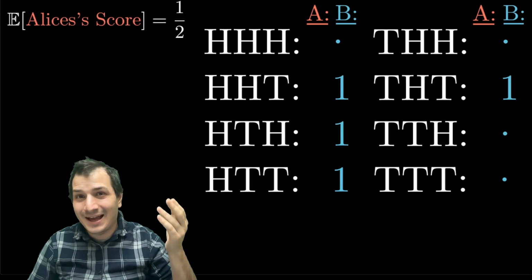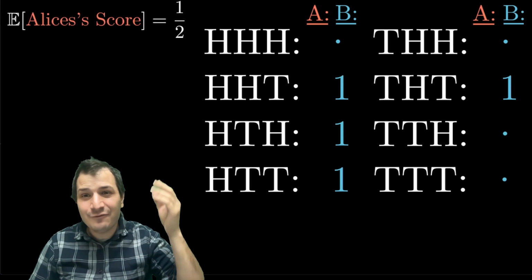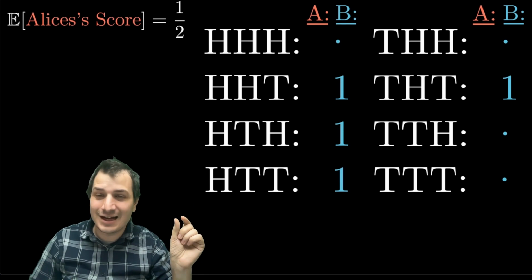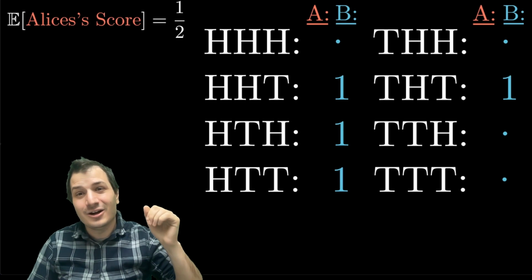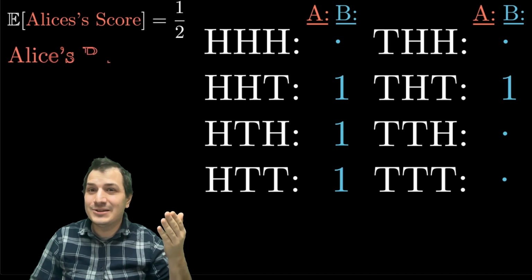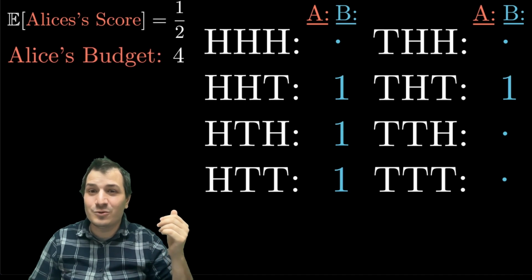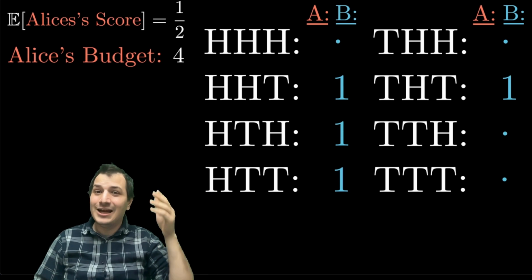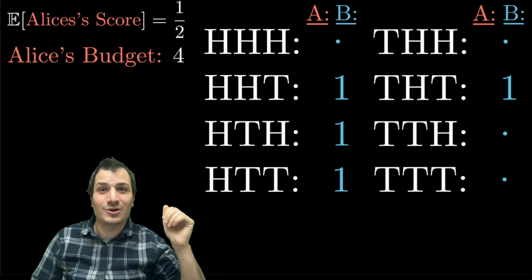So Alice, like Bob, has an average score of a half. She scores a quarter of the time in the first 2 and a quarter of the time in the last 2. So altogether, her average score is a half. And that means she has the same budget as Bob. And this is why the problem is kind of tricky. Her budget is also 4. So you might think that they are going to win an equal number of times. But let's see what happens when Alice distributes her budget.